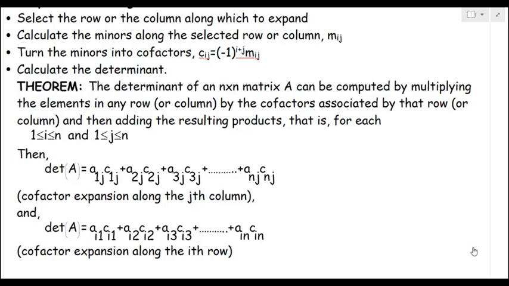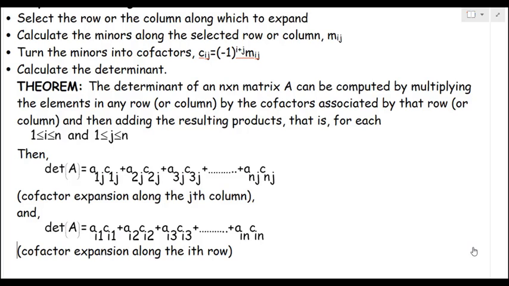The determinant of a square matrix n by n can be computed by multiplying the elements in any row or any column by the cofactors associated to that row or column, and then adding the results of the products for each i between 1 to n and j between 1 to n.